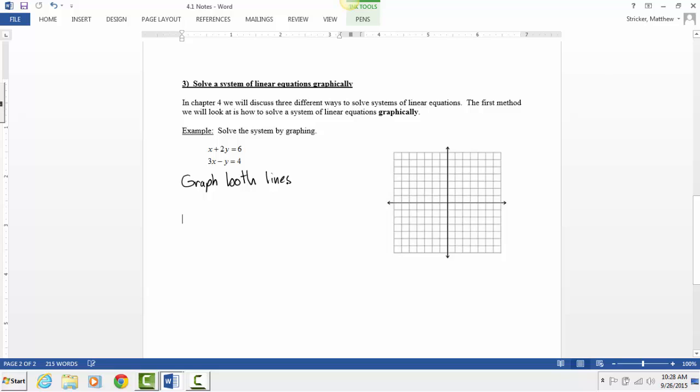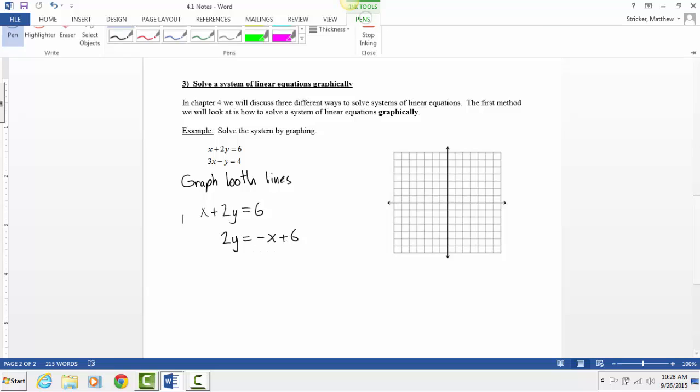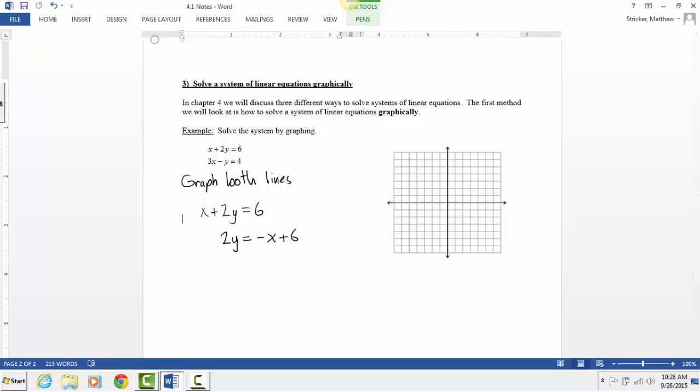And to do that, we need to have it in a form that is easier to graph. So if I have x plus 2y equals 6, it would be nice if this was in slope-intercept form. So I know that I can make this 2y equals negative x plus 6. Change sides, change signs. So I'm going to move that x to the other side, and then after that, I'm going to divide everything by 2.